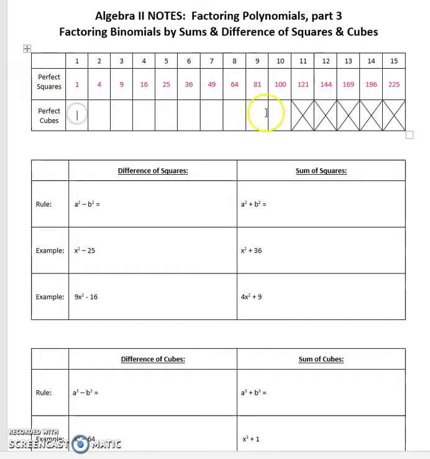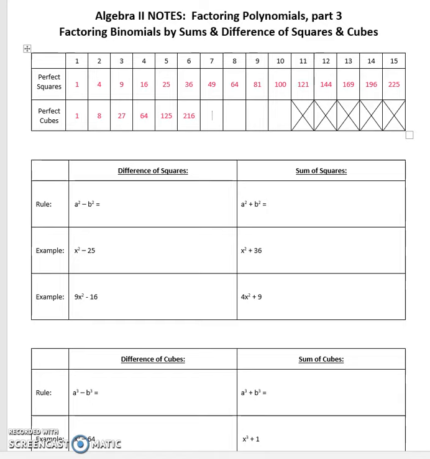Cubes, you might not remember all of them. 1 times 1 times 1 is 1. 2 times 2 times 2 is 8. 3 times 3 times 3 is 27. 4 times 4 times 4 is 64. 5 times 5 times 5 is 125. 6 cubed, okay, this is probably where you start to forget them.